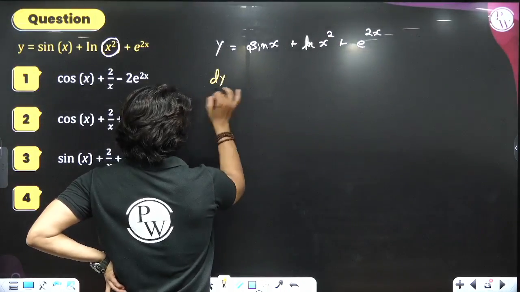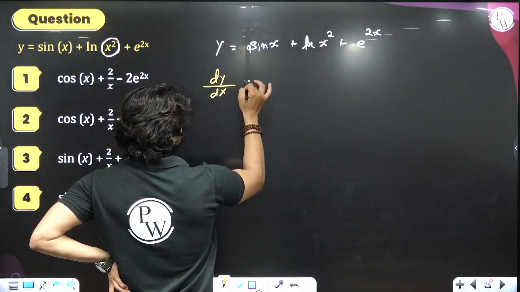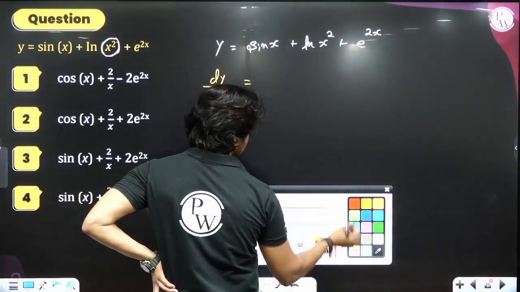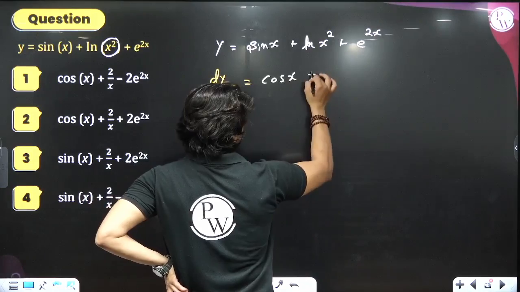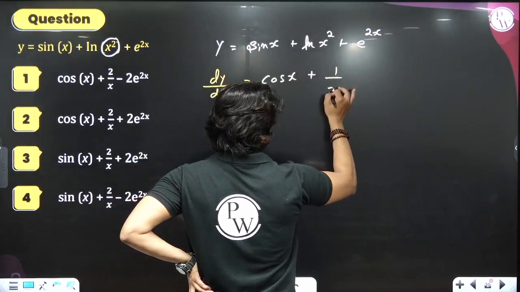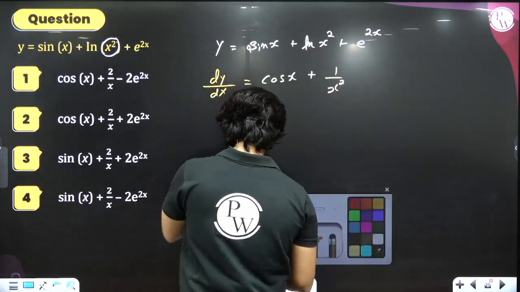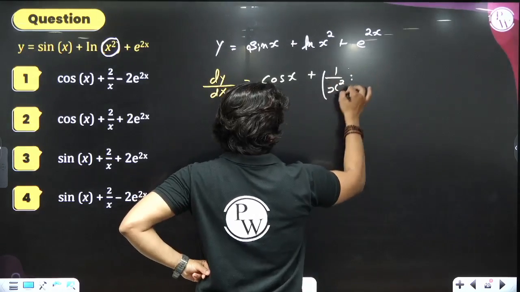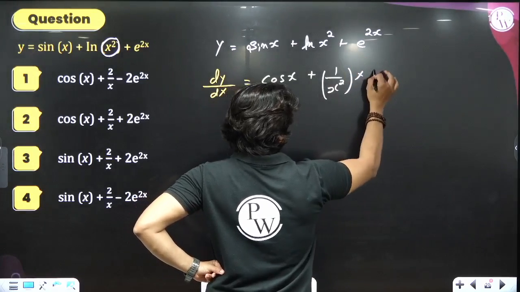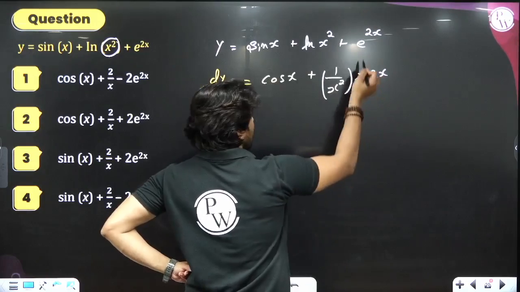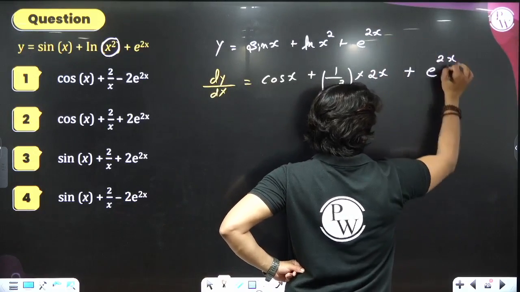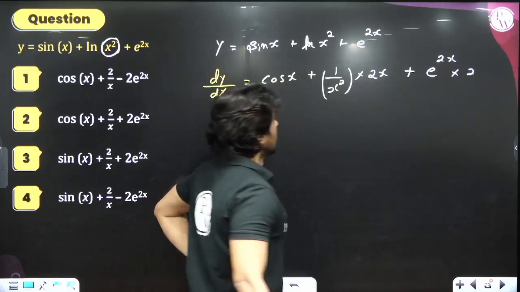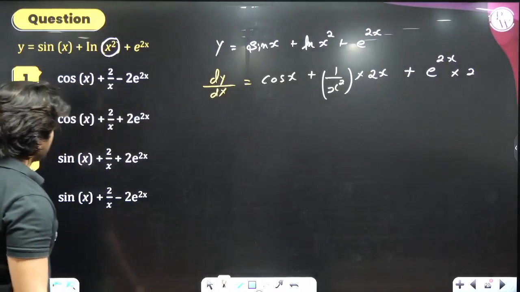dy by dx. The differentiation of sin x is cos x. ln, 1 by x, instead of x, x square. Okay, instead of x, x square, into the differentiation of x square, that's 2x. Okay, plus e to the power 2x is e to the power 2x, into the differentiation of 2x, which is 2. This is the answer in front of you.